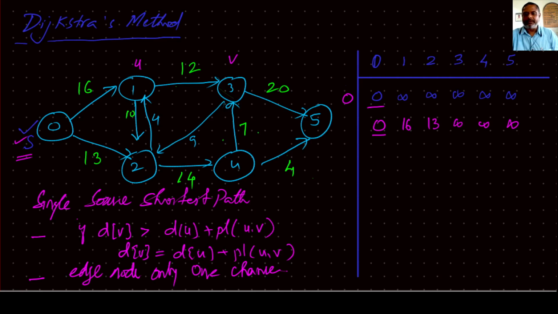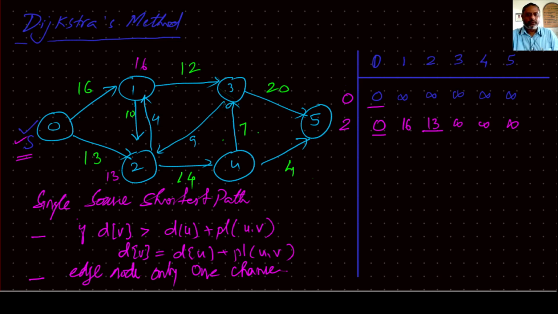Then who is smallest next? 16, 13, infinite, infinite, infinite. Definitely 13 is the smallest. Therefore, node 2 will be our next choice. So that made 16, this made 13. Okay, node 2 is our next choice.